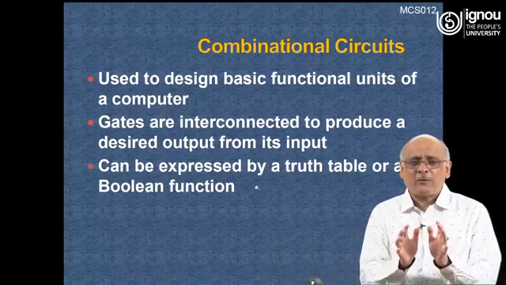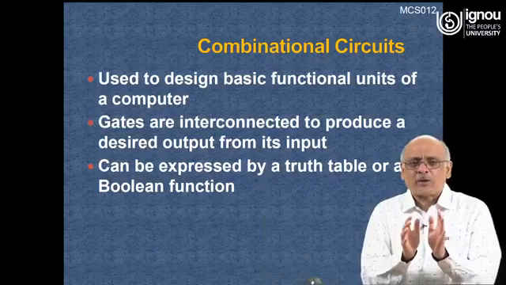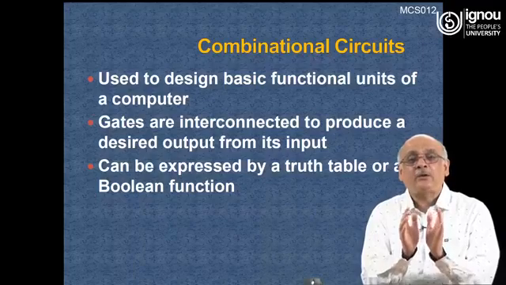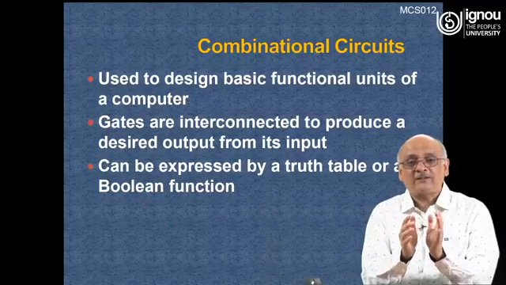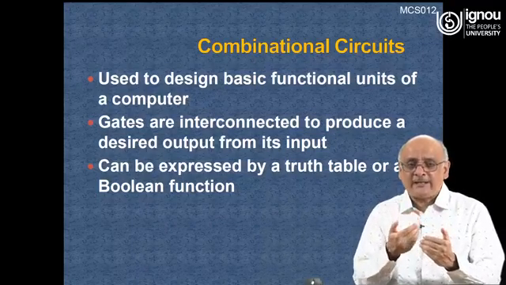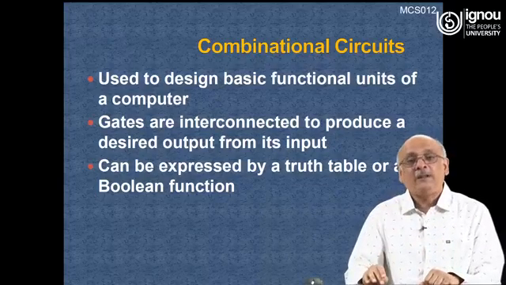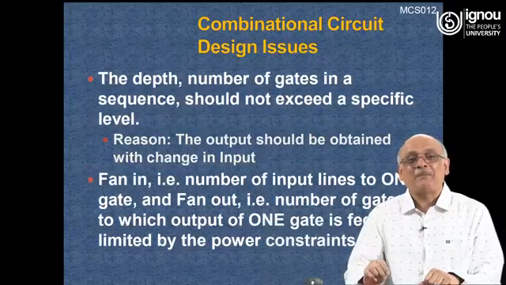So whenever we want to design a circuit, the very first thing which we need to do is to design a truth table. And on the basis of that truth table, we can design the Boolean function and we can simplify it with the help of these combinational circuits.